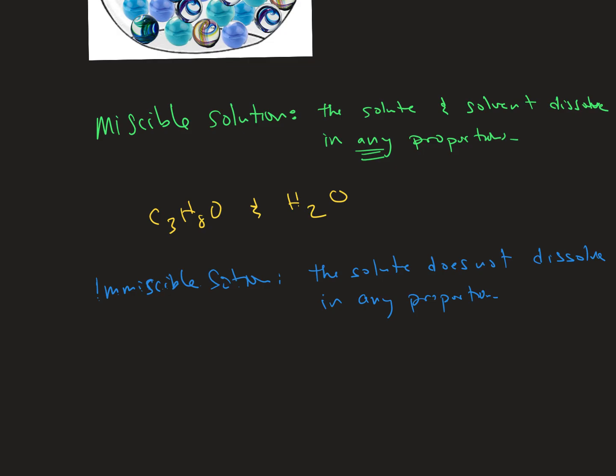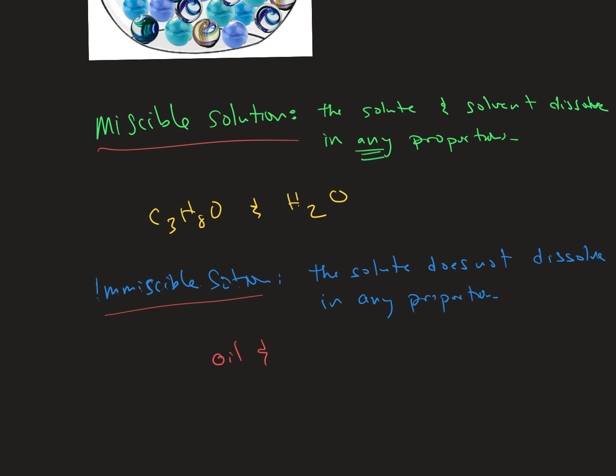What's an example of that? Two substances that just do not mix. Oil and water. Immiscible solution. The solute does not dissolve in any proportion. Put an "im" in front of it, it makes it the opposite, right? Like possible and impossible.